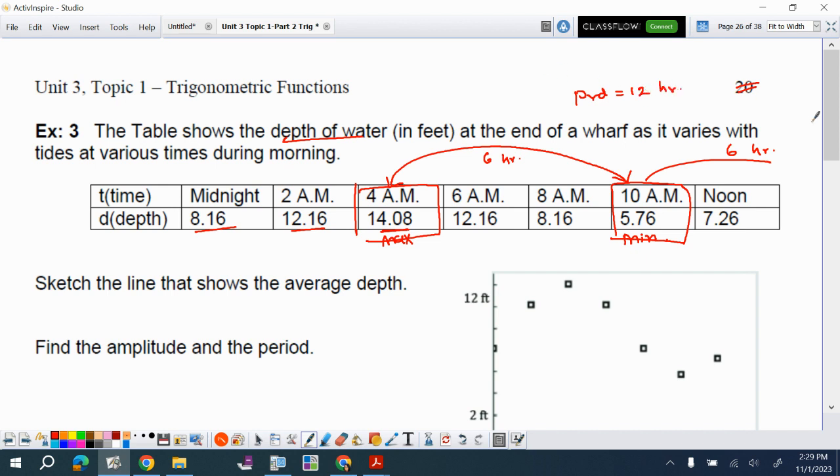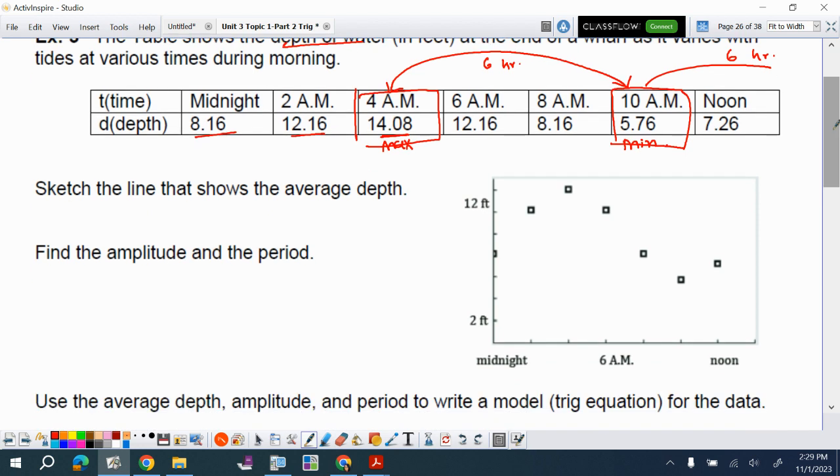Okay, so let's work further. We got the maximum and minimum. We have to find the average depth. What is the average depth? It is the d value. D is always the average height or depth, whichever way you say it, which is 14.08 plus 5.76 divided by 2. Make sure you press enter before you divide by 2, otherwise you will not have the correct number. So this is 9.92 feet.